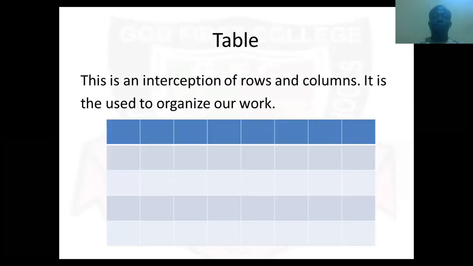A table is an intersection of rows and columns. It is used to organize our work. Now, this is a column. 1, 2, 3, 4, 5, 6, 7, 8. How many columns do you have here? We have 8 columns. How many rows? 1, 2, 3, 4. There are 4 rows. 8 columns, 4 rows. Everything together makes a table.